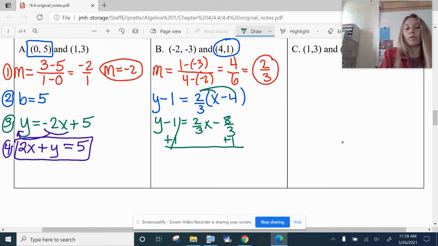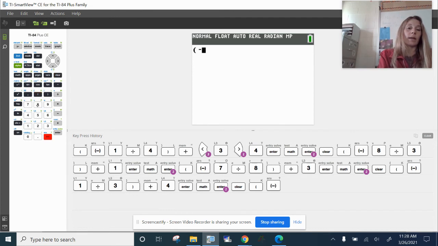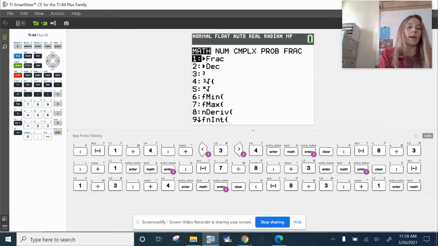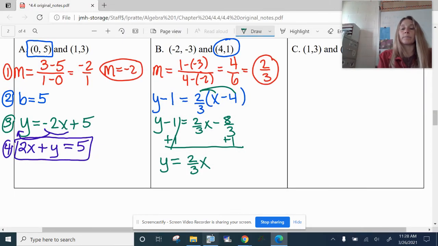slope-intercept form. So for me, I have y equals 2/3 x, and if I do this on my calculator, negative 8/3 plus 1. So I have negative 8 divided by 3. That's my negative 8/3 plus 1. That's my decimal answer. Math, enter, enter, gives me my fraction of negative 5/3.